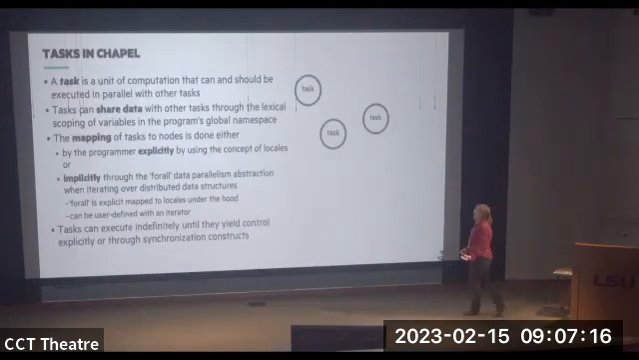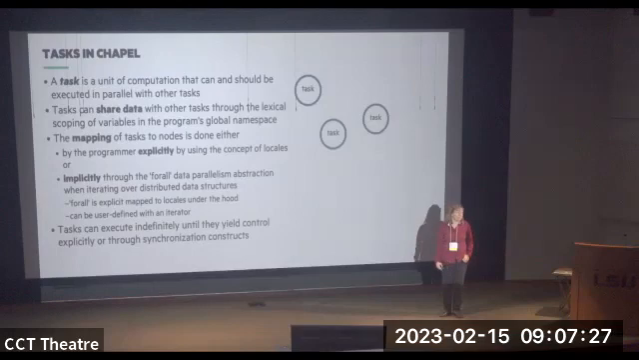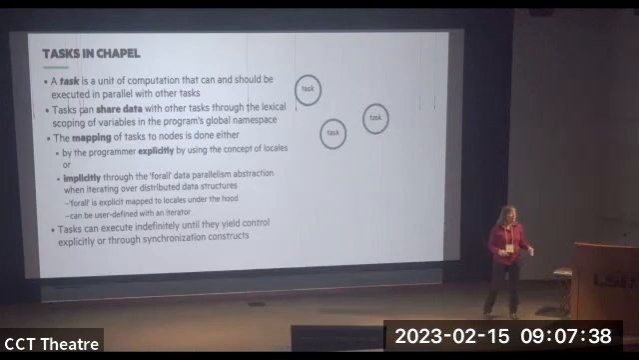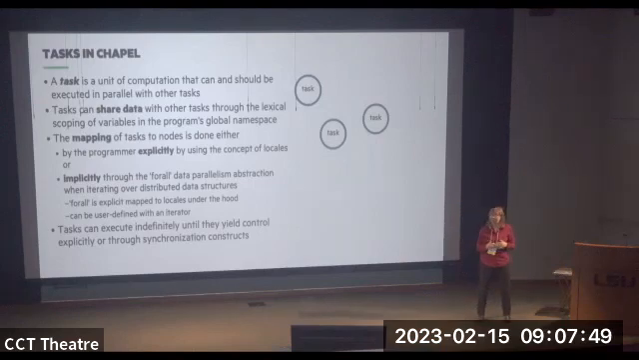So this workshop is about many-task, asynchronous many-task computation. So let's talk about what Chapel tasks are, what it means to be a task in Chapel. In Chapel, a task is a unit of computation, and it's typically run in parallel with other tasks. Tasks can share data, and because Chapel has the concept of a global namespace, the way tasks share data is through the lexical scoping of the variables that they're using. Tasks, of course, can also have data that's only local to themselves.